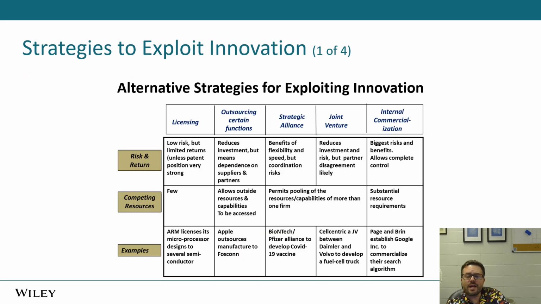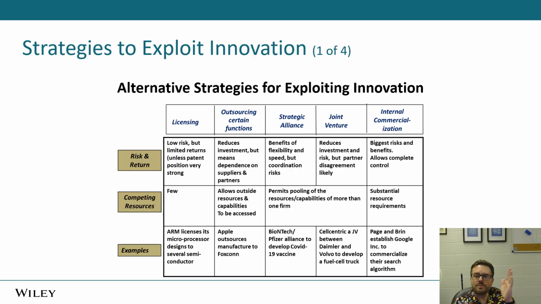Different strategies for exploiting or getting profits from innovation. One, license it out. You come up with the idea, let someone else make it and sell it. This is very common in drug industries, as well as in tech industries sometimes. Outsourcing: again, if you're licensing, you're just letting somebody do it completely. If you're outsourcing, you have more of the value chain, but certain functions are outsourced. Strategic alliance: maybe you're very good at R&D, but you let someone else do the manufacturing.